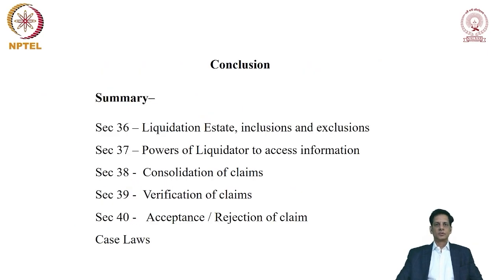So, we have come to the end of session 43, in which we have understood 5 different sections, starting with the liquidation estate. What are inclusions? What are exclusions? Powers of liquidator to access information. How the claims are made by the financial creditor, operational creditor, and a person who is both. And finally, how does a liquidator verify the claims and what decision he can take, and if he has taken a decision of acceptance or rejection of a claim, within what time he should communicate.